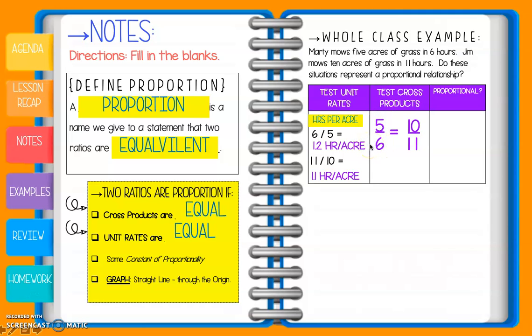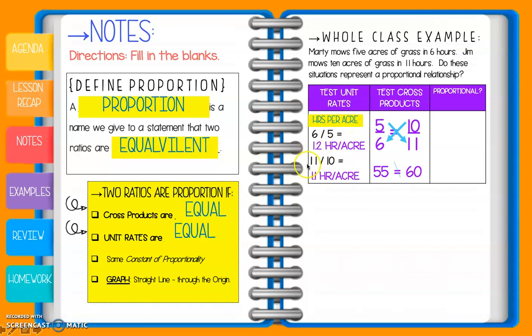And now to test their cross products, we're just going to cross multiply. The word product is the answer to a multiplication problem. So we're going to cross multiply. So we have 6 times 10 and 5 times 11. So 5 times 11 gives us a 55. 6 times 10 gives us a 60. So their cross products are not equal.